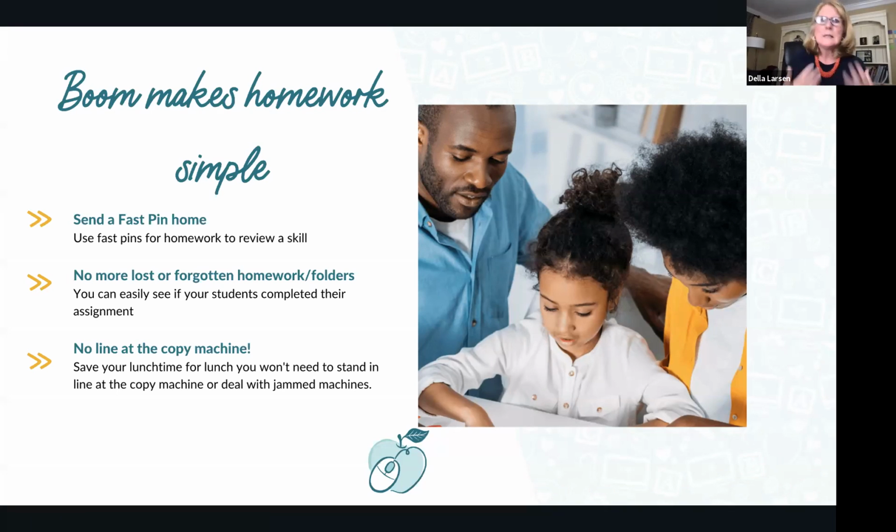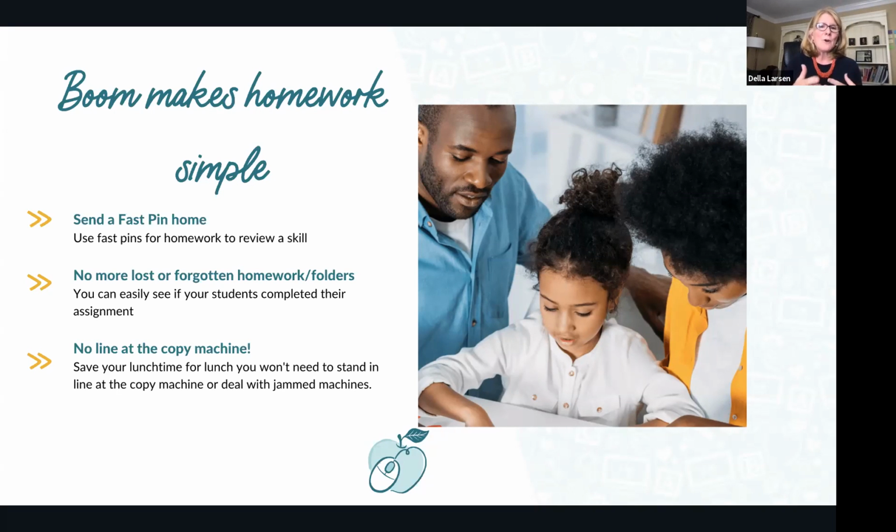And if your boss really wants to see a piece of paper, you can send them home a piece of paper that says, do the Boom deck and color in the stars for each time you finish. You know what I mean? Like, you can just come up with something like that. But I hated standing in line at the copy machine. It was always jammed, and you spent your whole lunch standing in line. And although I love chatting with my coworkers, I would have much rather chat with them in the teacher's room over lunch than at the copy machine.